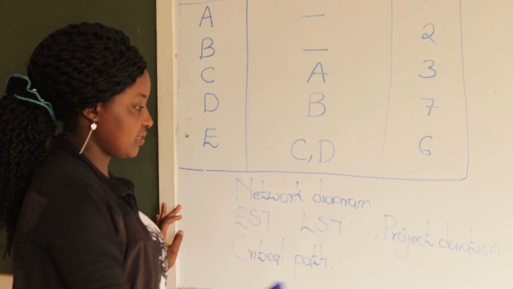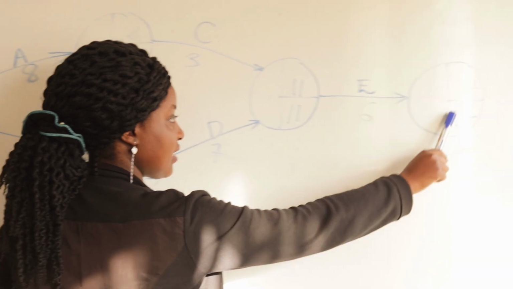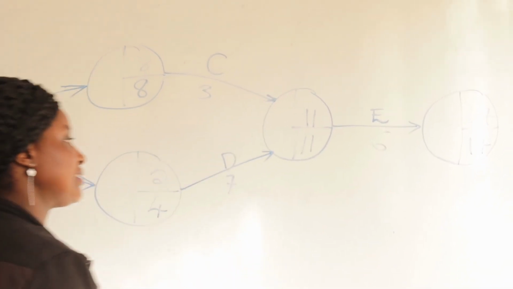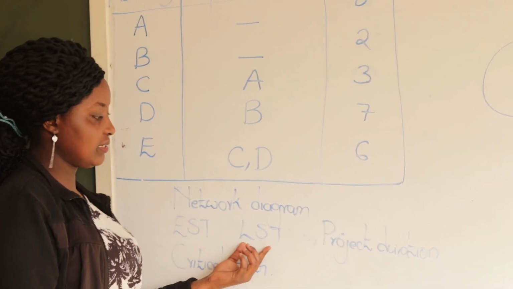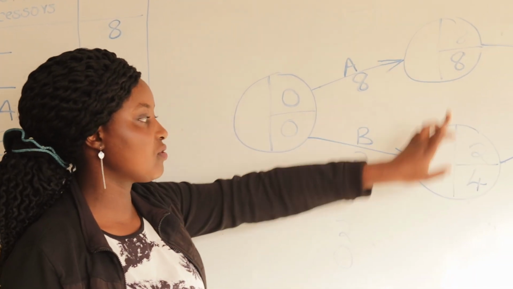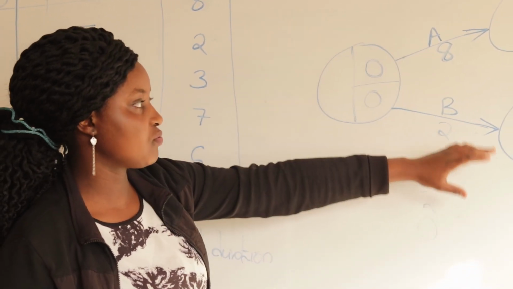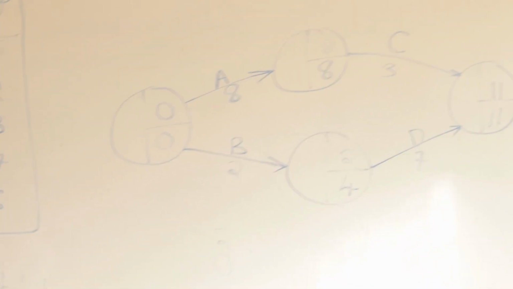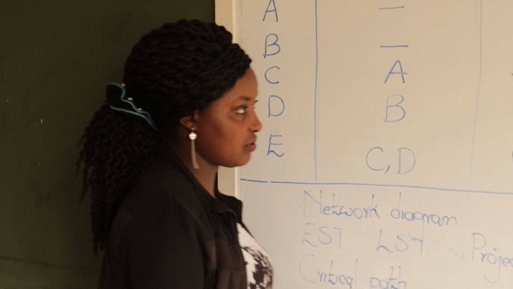If you're asked, what is the project duration? Our project duration is the time at which all activities are ended, which is 17 weeks. That's the answer. If you're asked to determine the early starting times and the late starting times, in filling these quarters, you've answered that question. So this 0, 0, 8, 8, 2, 4, 11, 11, and 17, 17 are our early starting times and late starting times. Then the last part is to determine the critical path.